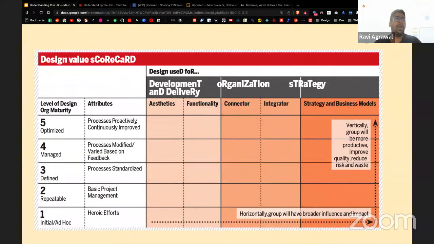But today we'll be talking about development and delivery, because that's where most of the audience we have with us today will be, and that will be the highest takeaway for them. So we'll limit ourselves to talking about aesthetics and functionality, and how do we get that right. And in probably the latest set of masterclasses, we'll talk about how design can have organizational as well as strategic value.